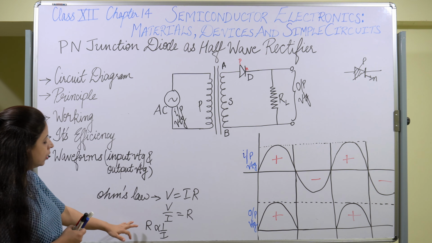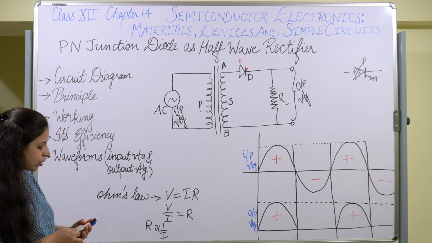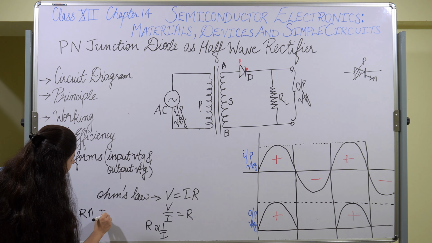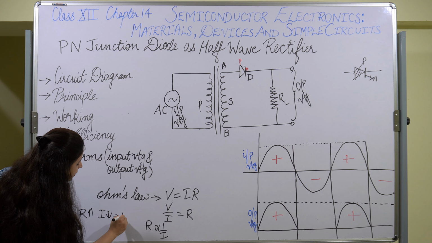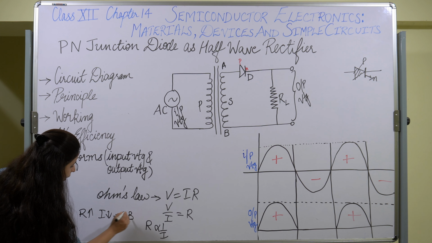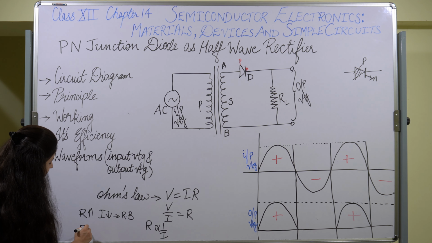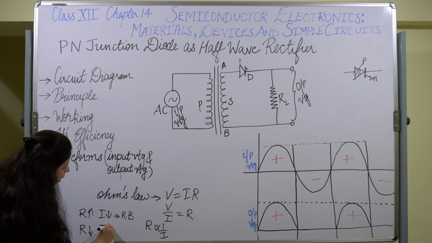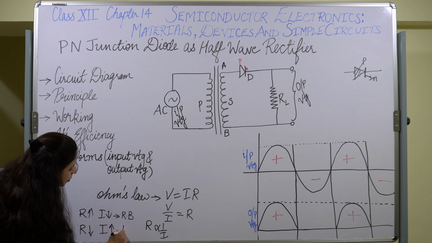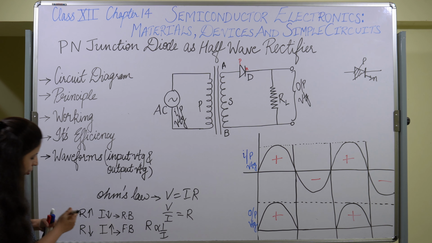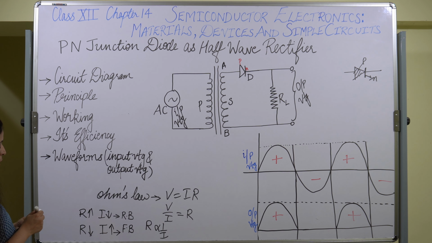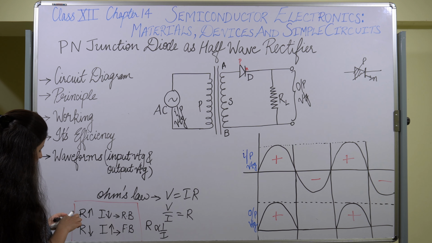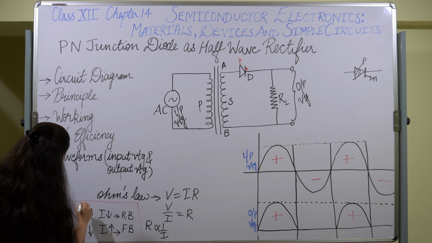So here resistance is inversely proportional to current. When my resistance is high, my current is very low, and that happens in the reverse bias condition. When my resistance is low, the current which flows is very high, and that is my forward bias condition. This is the main principle on which the diode works.